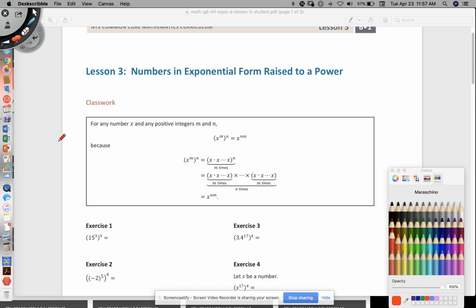This is 8th grade, Module 1 for Lesson 3, Numbers in Exponential Form Raised to a Power. All right, so we've dealt with multiplying two numbers together with exponents. We've done dividing two numbers together with exponents. But now what if an exponent is being raised by another exponent? So the exponents are being multiplied together. What do we do then?